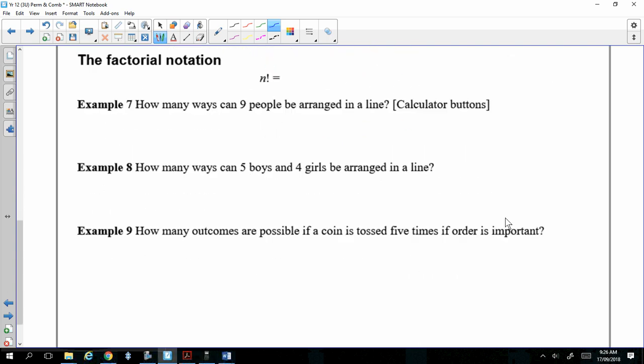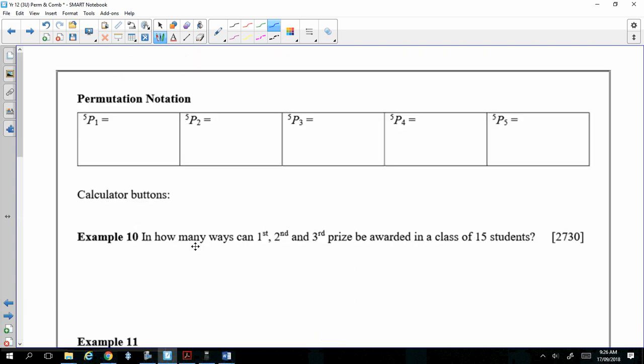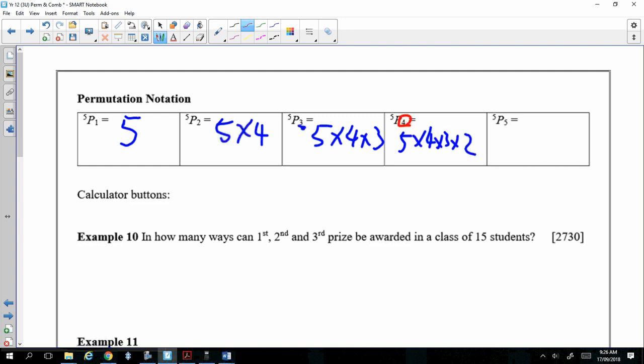How about the next example? I'll go through the permutation notation. So 5P1 means 5. 5P2 means 5 times 4. The bottom number tells you how many numbers there are. So 5P3 will be 5 times 4 times 3. 5P4 will be 5 times 4 times 3 times 2. There are 4 numbers. And 5P5 means 5 times 4 times 3 times 2 times 1, which is the same as 5 factorial.